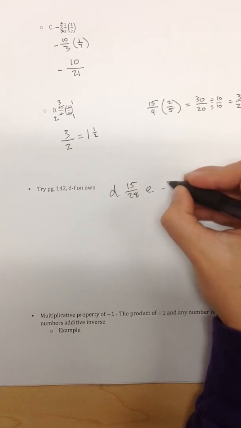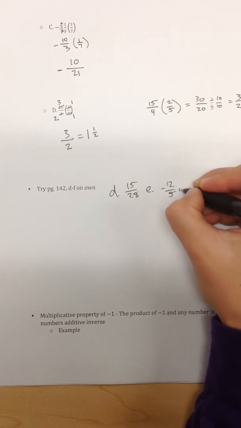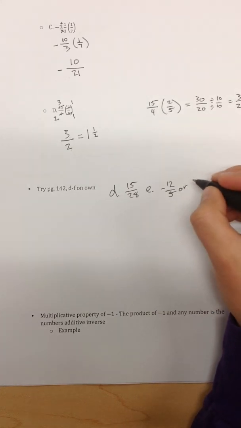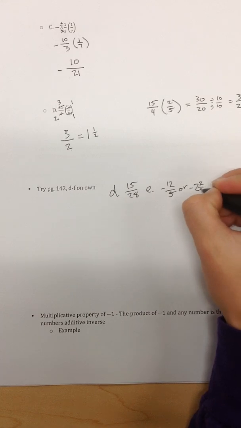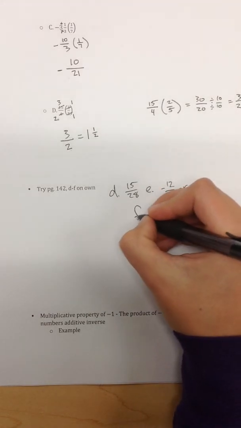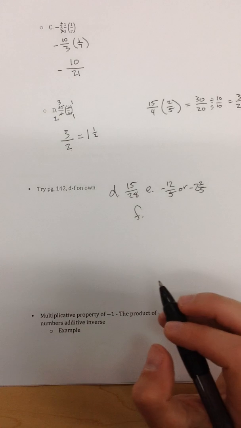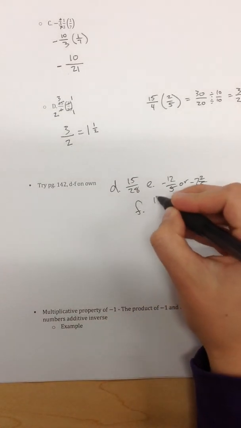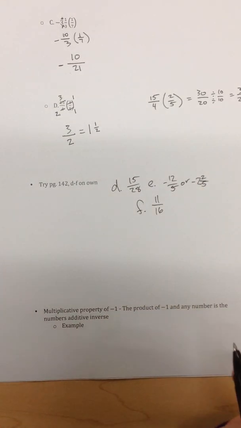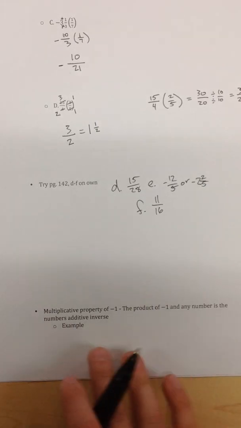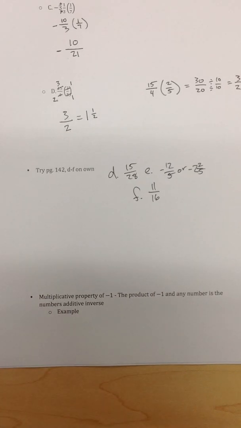For E, they got negative 12 over 5, or if we change that into a mixed number, that would be negative 2 and 2/5. And then for F, they got 11 over 16. Okay? So those would be your answers for that.